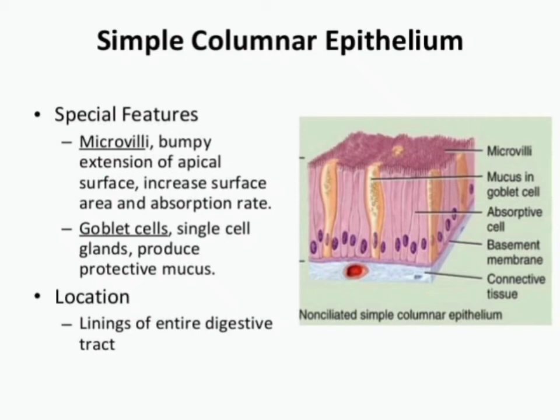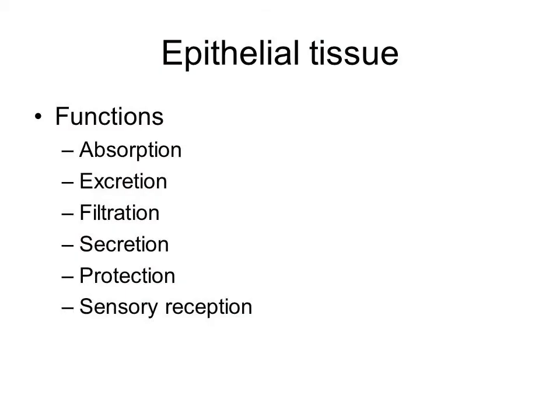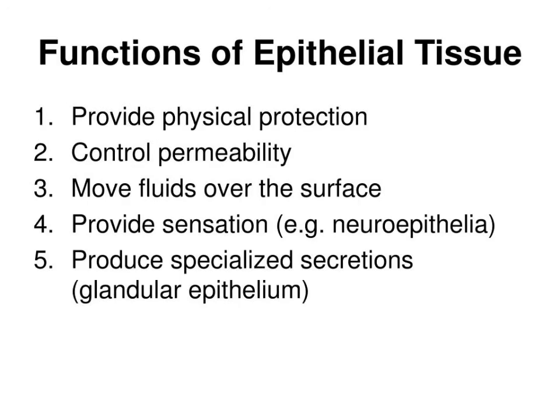So what are the functions of epithelial tissue as a whole? Mainly absorption, excretion, filtration, secretion, protection and sensory reception. As a whole, these are the functions. And in detail we can say provide physical protection, control permeability, move fluids over the surface, provide sensation and produce specialized secretions in case of glandular epithelium, because we know that gland means something is to be secreted. Okay, so students, these are all about the epithelial tissues.